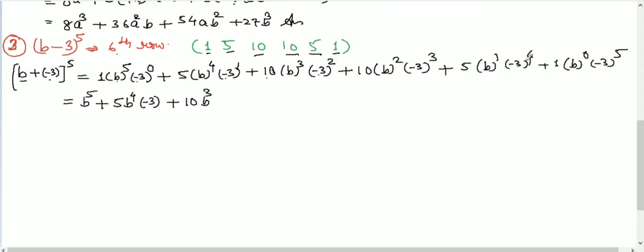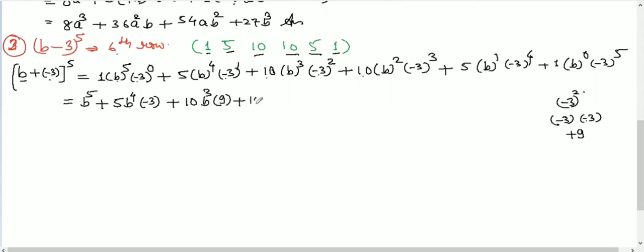The power is an even number, so minus 3 to the power 2, which is an even number. So we multiply minus 3 by itself 2 times: minus multiplied by minus will give you plus, and 3 multiplied by 3 will be 9. So here we will write down inside the bracket 9, which is plus 9.